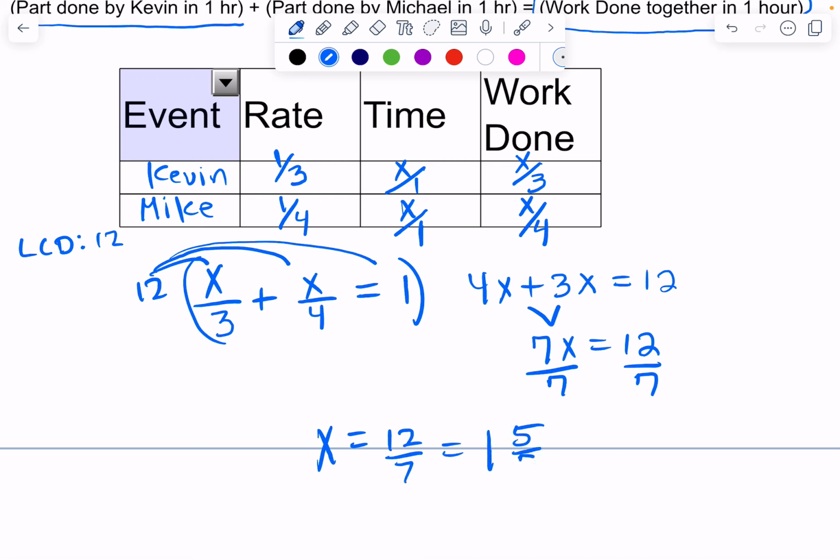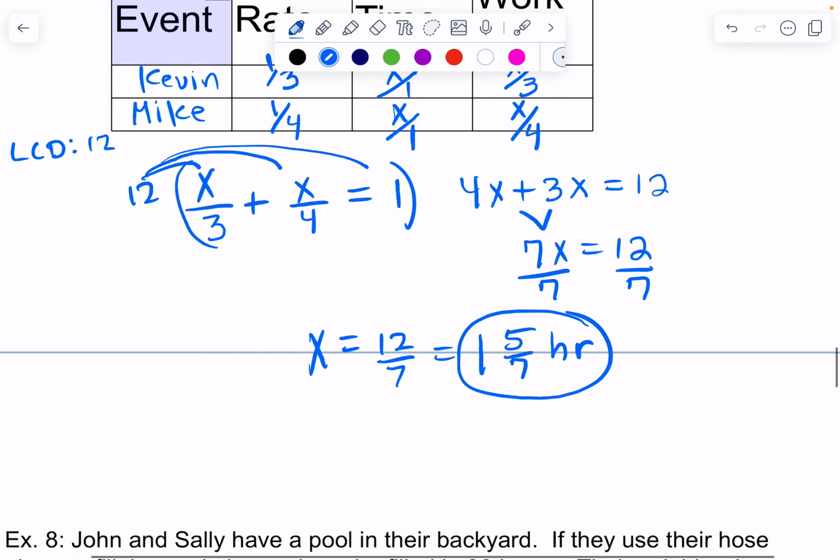5/7 of an hour. So yes, they have 2 hours before they're going to go golfing, and working together, they can complete the job in 1 5/7 of an hour. So yes, they can make the golf date.